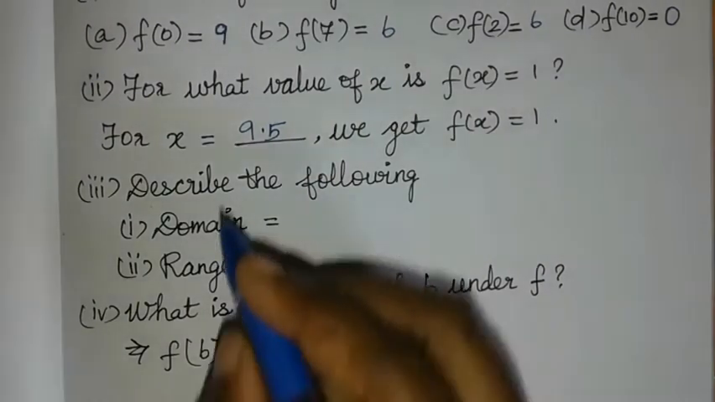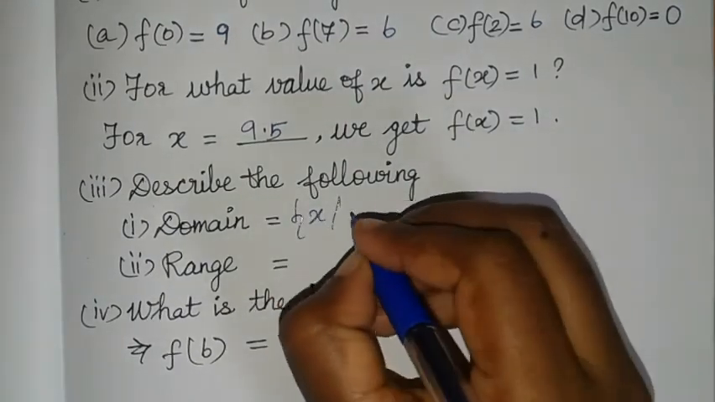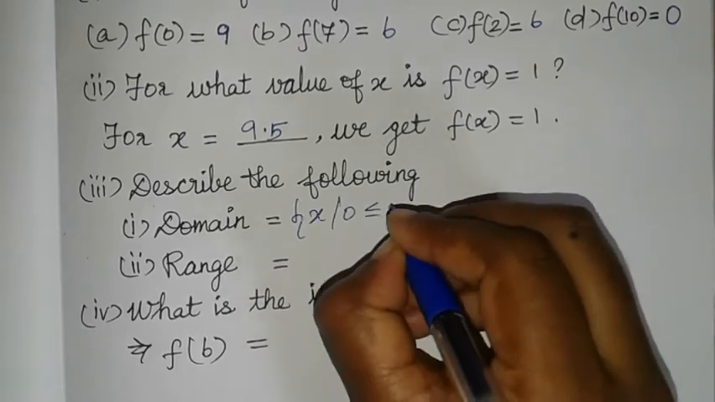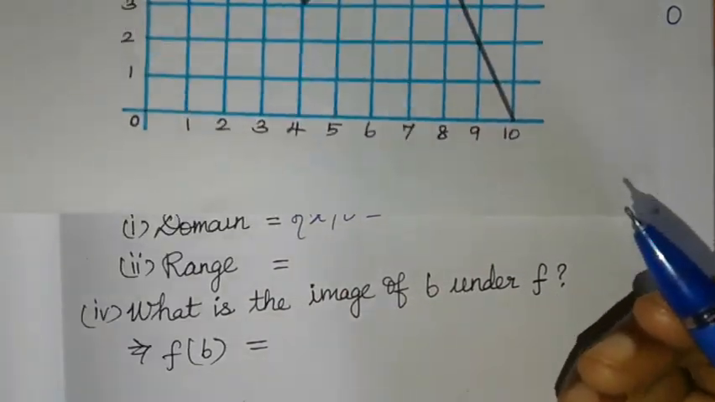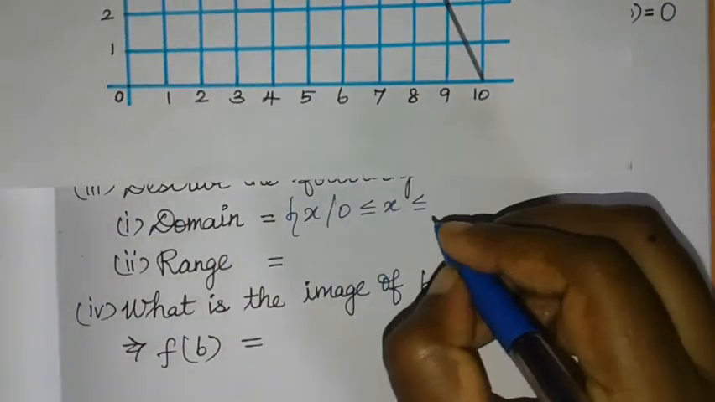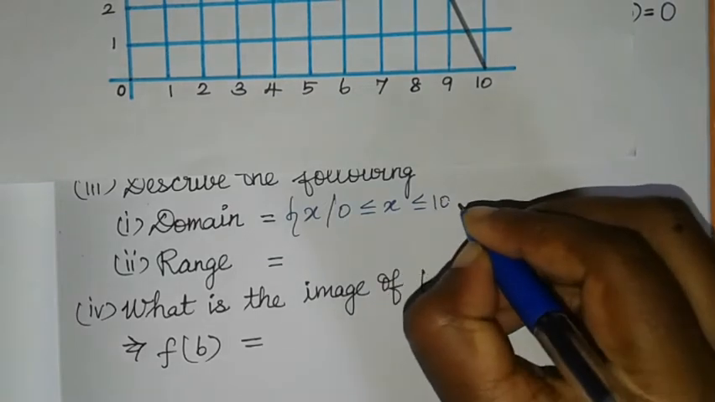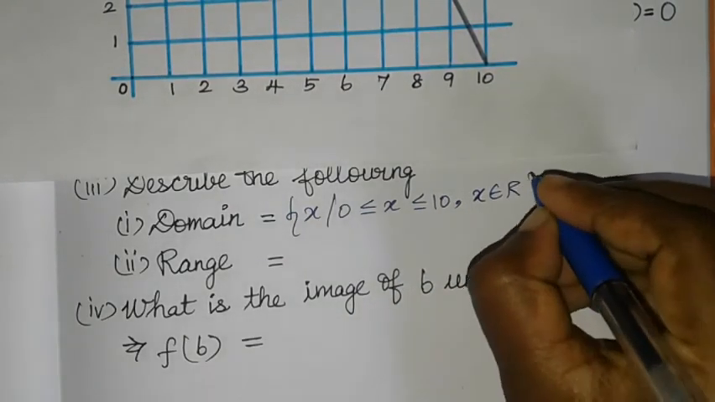Therefore, here the domain is the set of x values where x takes values from 0 less than or equal to x less than or equal to 10. Let's see, children. Here is 0 to 10. Therefore, here the domain is x takes values 0 to 10. And also this x belongs to the real numbers.